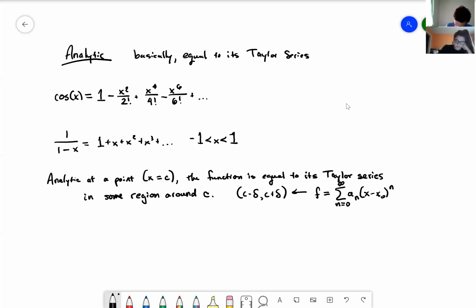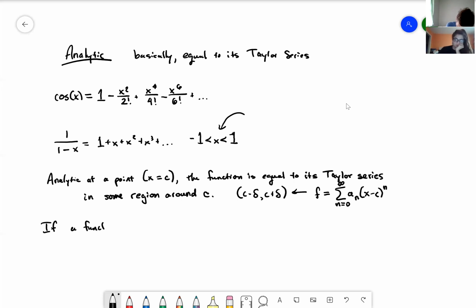Now, it does make a difference where the Taylor series is centered, where it will be analytic. So what we want is that it's centered at that point. There we go. I meant to write c instead of x0. So it's analytic at a point if it's equal to its Taylor series centered at that particular point.